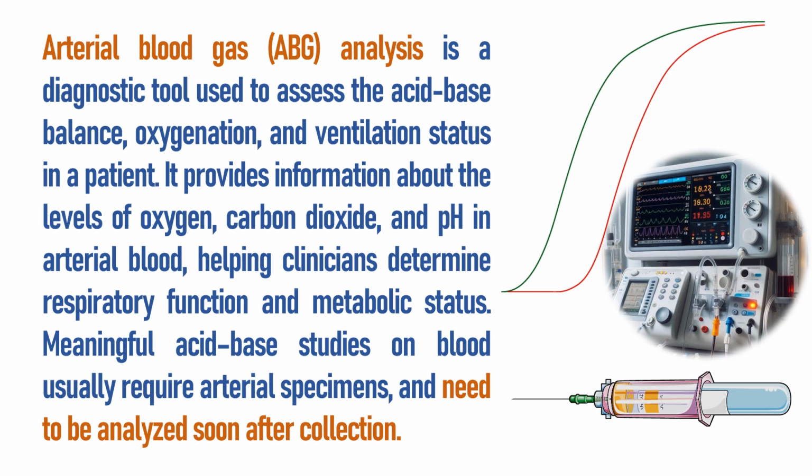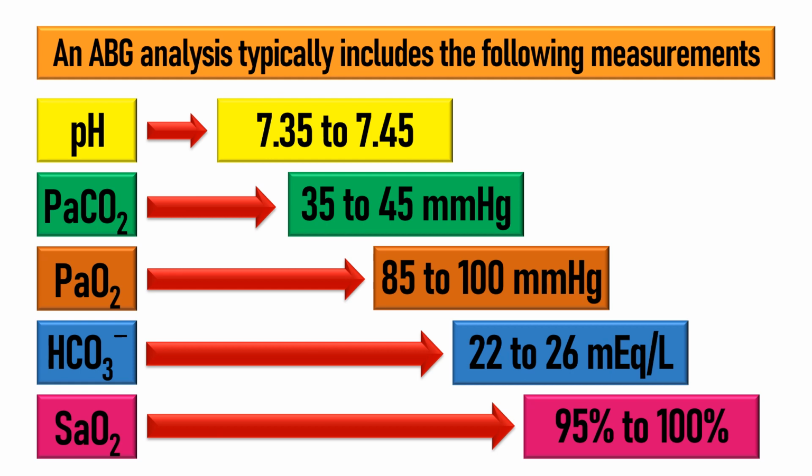Arterial blood gas analysis is a diagnostic tool used to assess the acid-base balance, oxygenation, and ventilation status in a patient. It provides information about the levels of oxygen, carbon dioxide, and pH in arterial blood, helping clinicians determine respiratory function and metabolic status. Meaningful acid-base studies on blood usually require arterial specimens, and samples need to be analyzed soon after collection. An ABG analysis typically includes the following measurements.